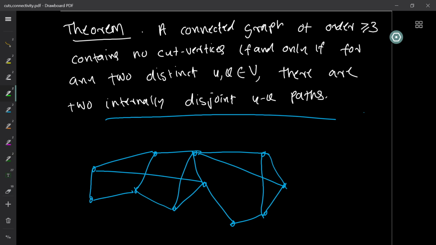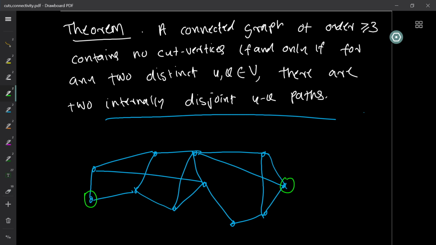Okay. To prove this, what we are going to do is the following. First we prove one direction, where we assume that if there are two internally disjoint UV paths between any two vertices, then the graph has no cut vertex. Right? This is the easy part. So how do we prove this? Let us say that you have two vertices. Between any two vertices, there are two internally disjoint UV paths. Right?